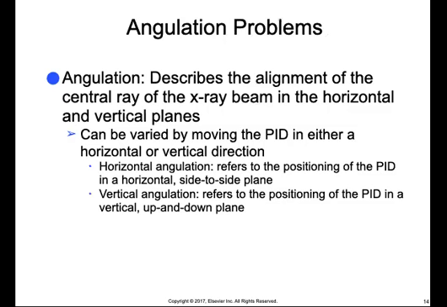Angulation is a term used to describe the alignment of the central ray of the X-ray beam in the horizontal and vertical planes. Angulation can be varied by moving the position indicating device either in the horizontal or vertical direction. Horizontal angulation refers to the positioning of the PID in a horizontal or side-by-side plane, and vertical angulation refers to the positioning of the PID in a vertical or up and down plane.